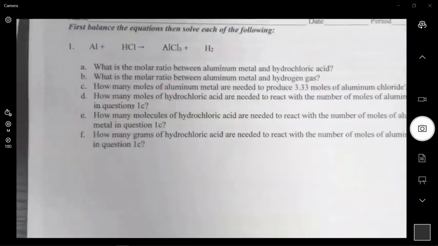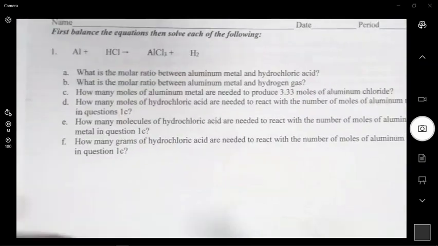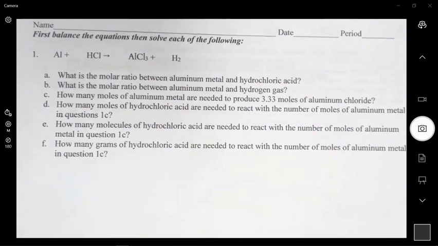This looks a little wonky. Okay, that's better, right? Less wonky. Where's my calculator? Got it.